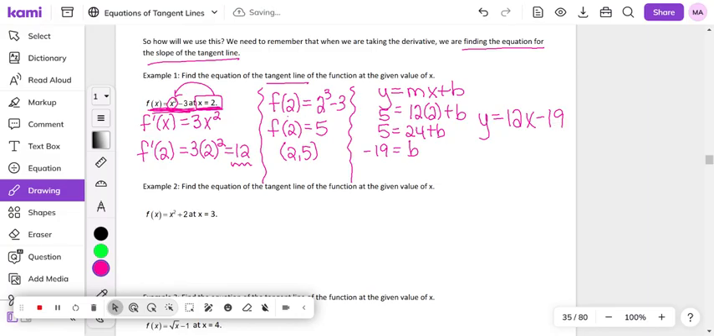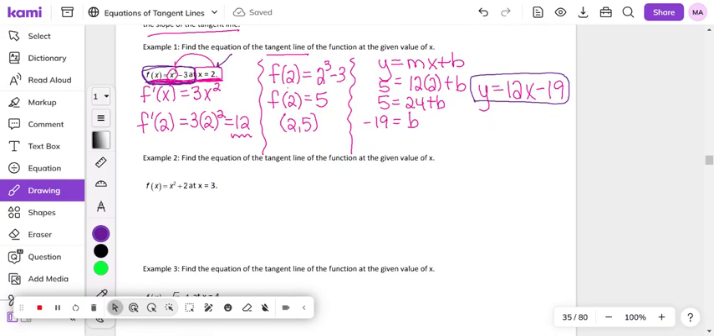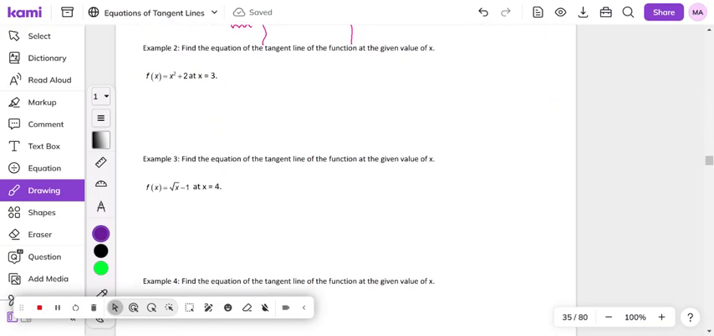Now what I'm going to suggest you do, if you're unsure of this, especially when you're doing it on your own, is to go ahead and graph your given function, graph your tangent line, and remember what that should look like. This line should just intersect this function at one point when x equals 2. If it doesn't, you probably made a silly calculation error someplace. So let's go ahead and do the second one.